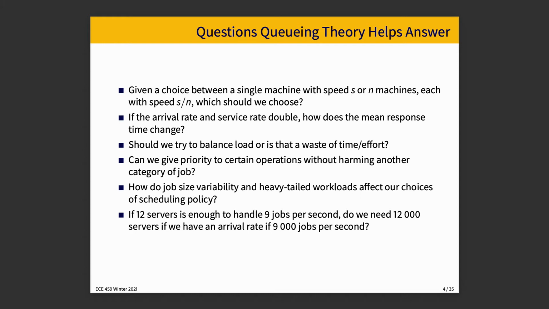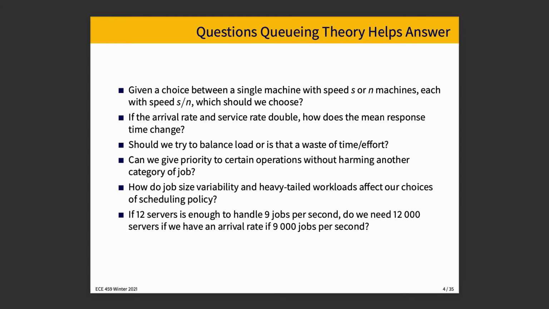Next, how do job size variability and heavy-tailed workloads affect our choices of scheduling policy? So job variability, I think, is not too difficult to explain. It's just what is the variation in how long any particular work item takes to complete. But heavy-tailed workload is something where there is the possibility that there are outliers. 99% of them are complete in a short time, and the last remaining 1% could take a very long time for some reason. We would say that distribution has a heavy tail because there is the possibility of these outliers that are very expensive. We'll come back to that as well when we talk about heavy tails in a later discussion.